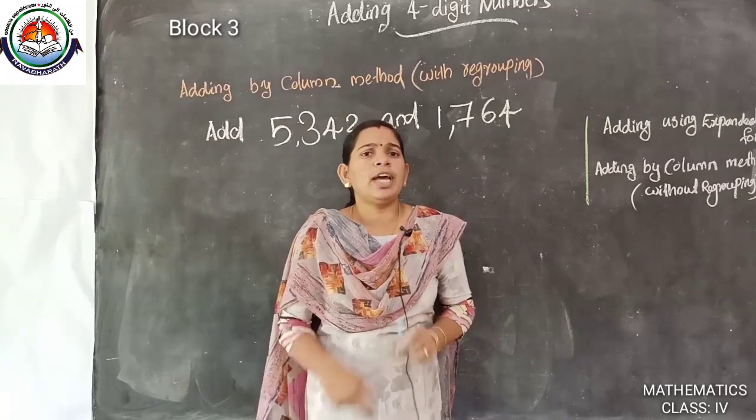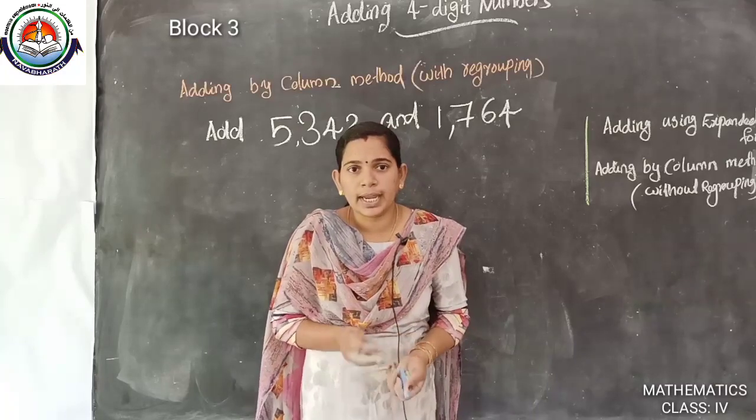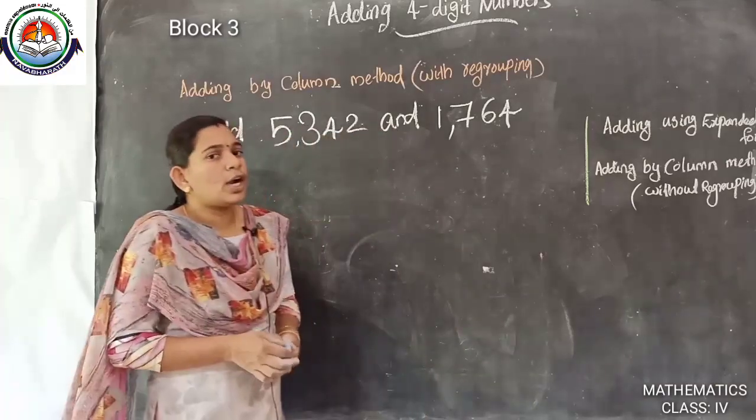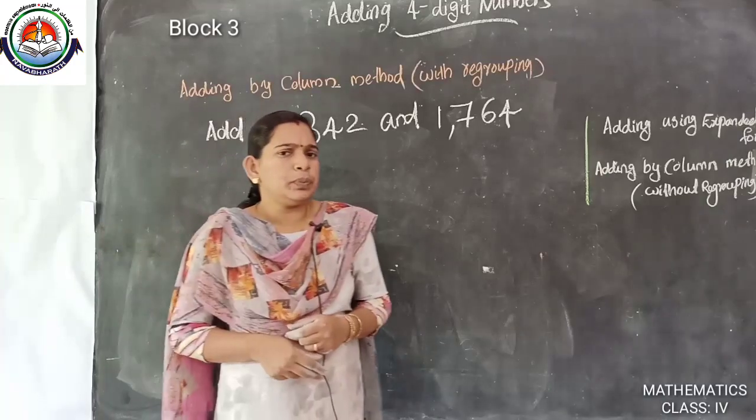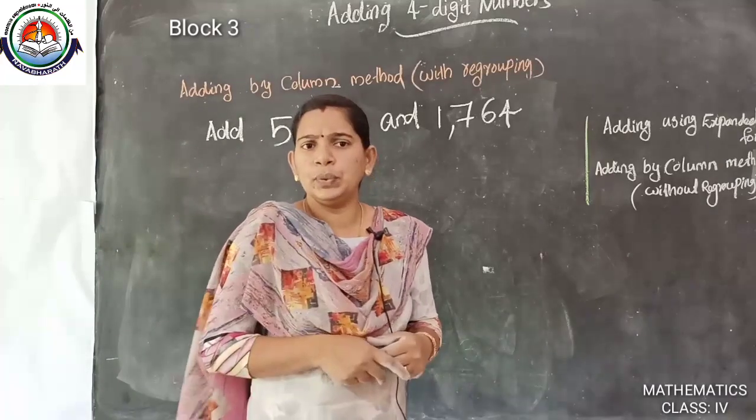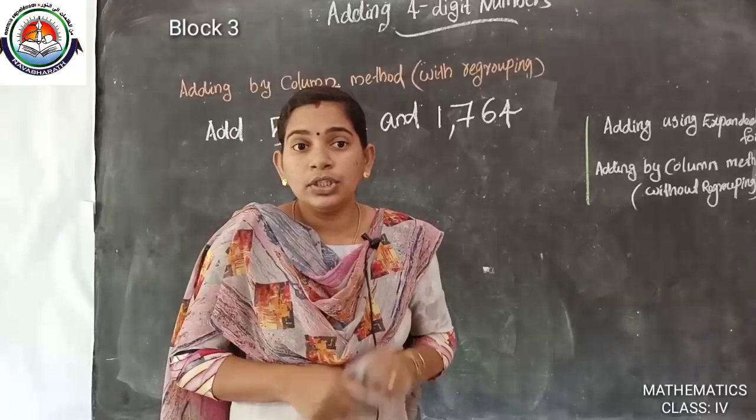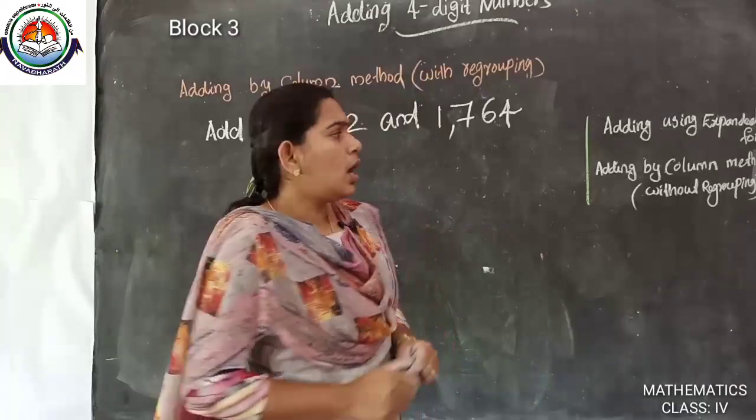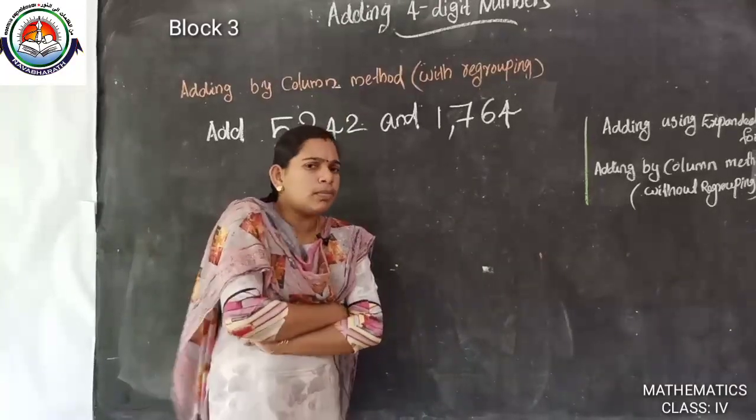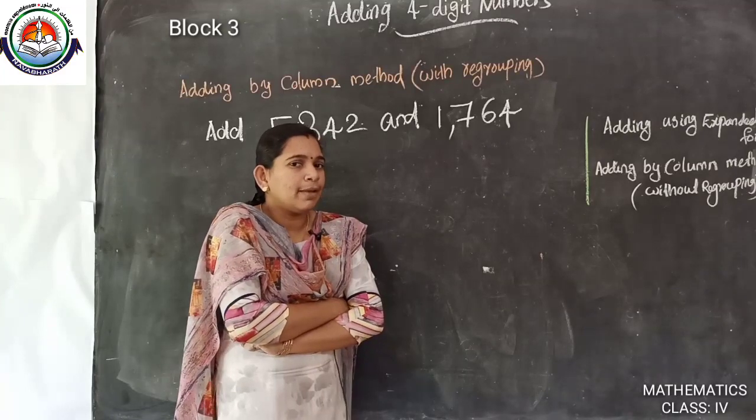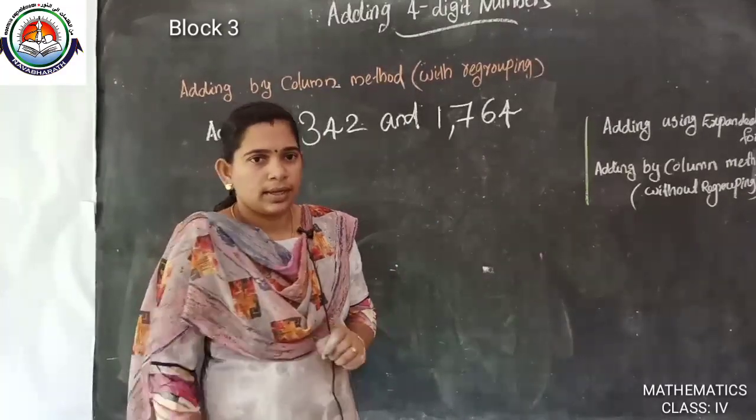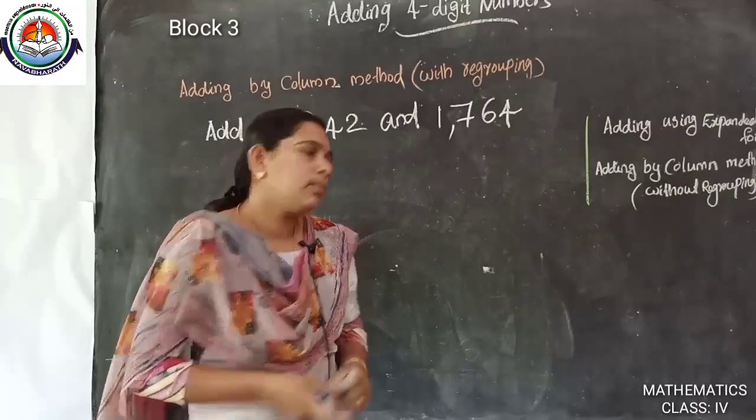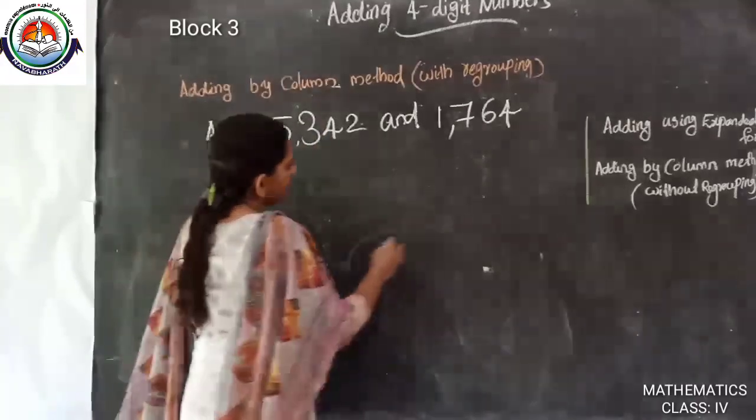Today we are using only column method. By column method, first what do we do? Draw columns. How many columns do we need? Very good. Here there are 4 digits, so we need 4 columns. Are you ready to draw the columns? Okay, draw the columns.